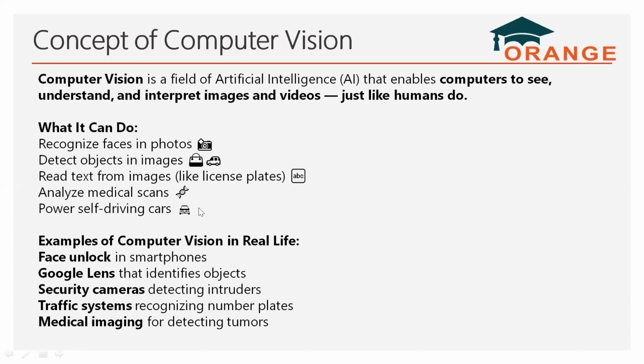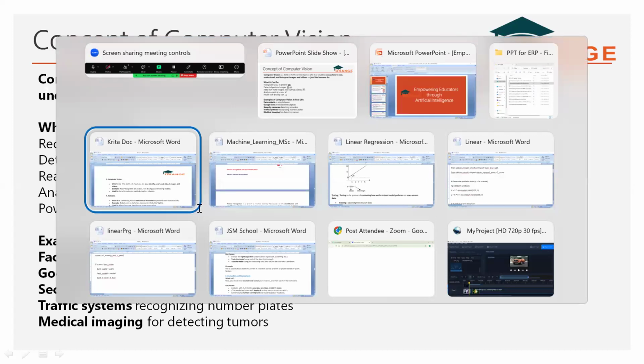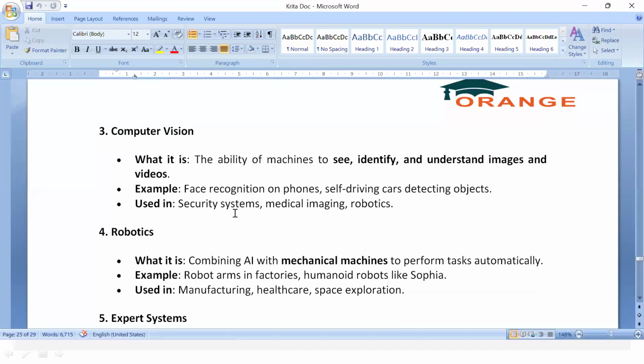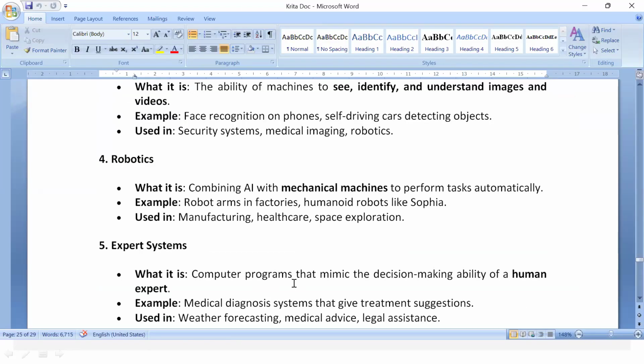And another one is robotics. Expert systems are computer programs that mimic the decision making ability of a human brain. Now, what about robotics? Robotics is another very important one.